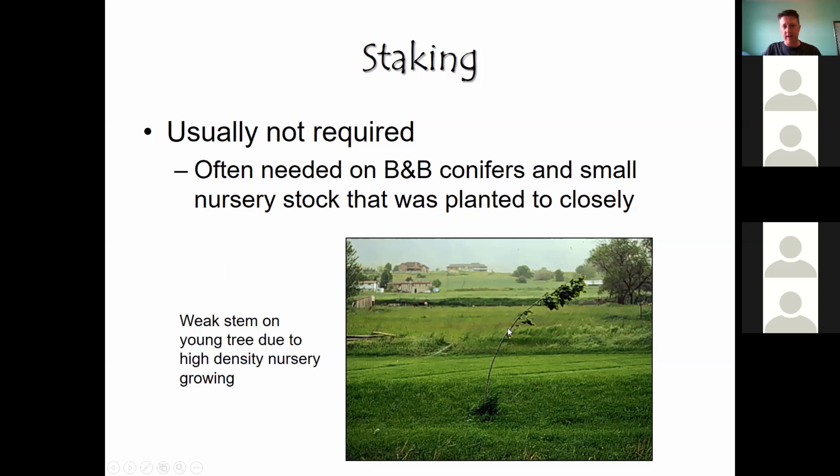And so if this were a picture of a tree that was just planted from a nursery and it's looking like this without it being windy, then it should be staked to help hold it upright. And it should be staked down here as low as possible, so that when the wind does blow, it can wind load like this and not break off at the place that it was supported. But in most cases, trees really don't need to be staked.